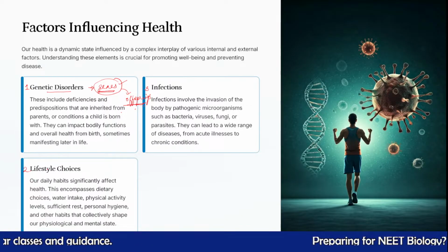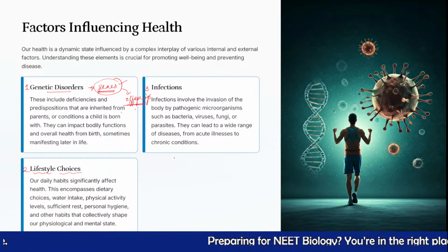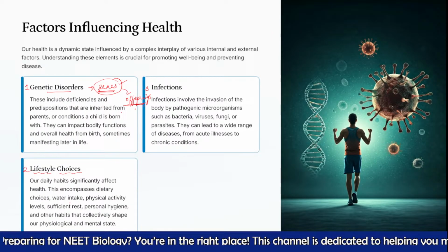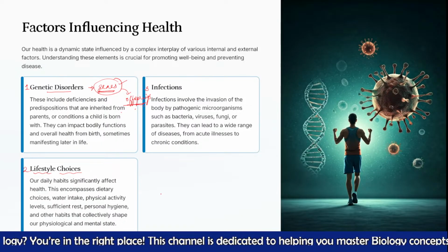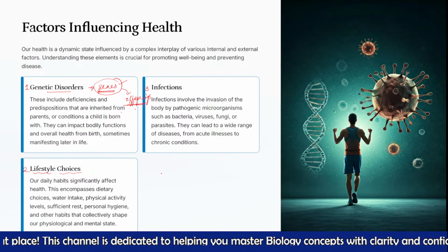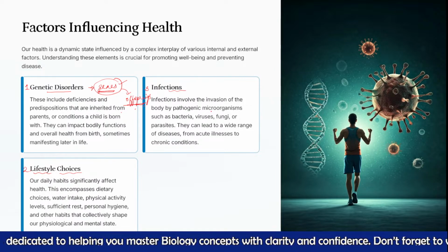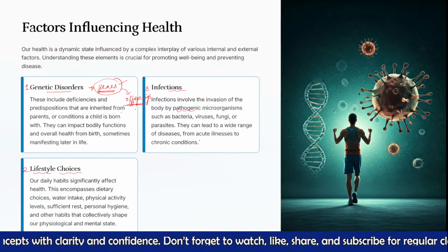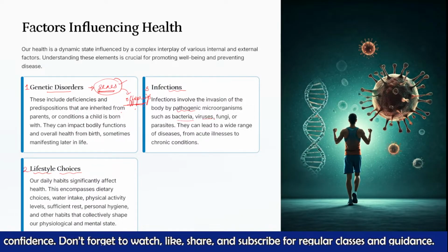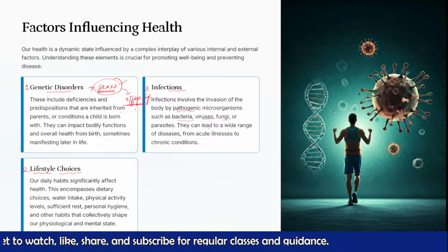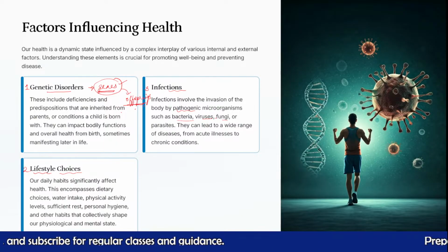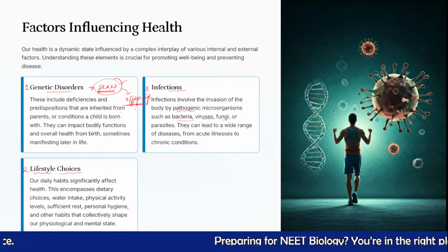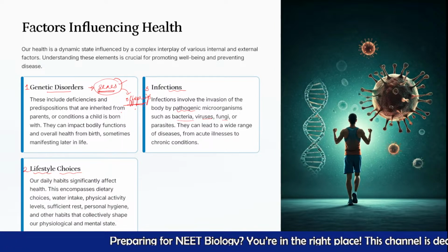The second factor influencing health is lifestyle choices. Lifestyle choices include what we are taking in, our dietary choices, water intake, physical activities, personal hygiene, etc. The third one is infections. Infections are due to some pathogenic microorganisms. We know the various microorganisms like bacteria, virus, fungi, protozoa, and all. Those are included under pathogens. They are microscopic pathogens. They also cause various diseases.